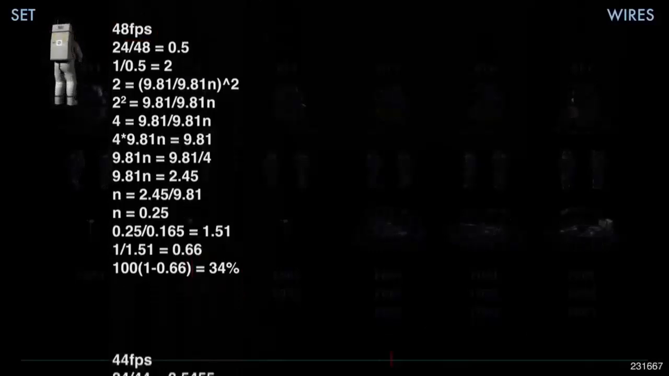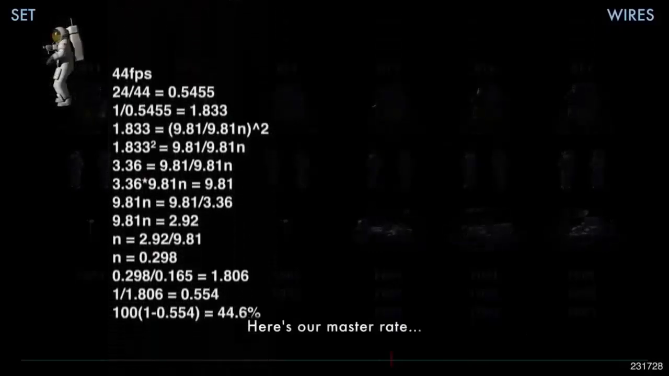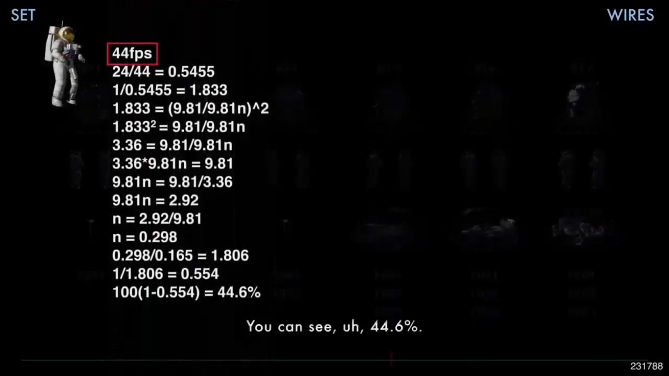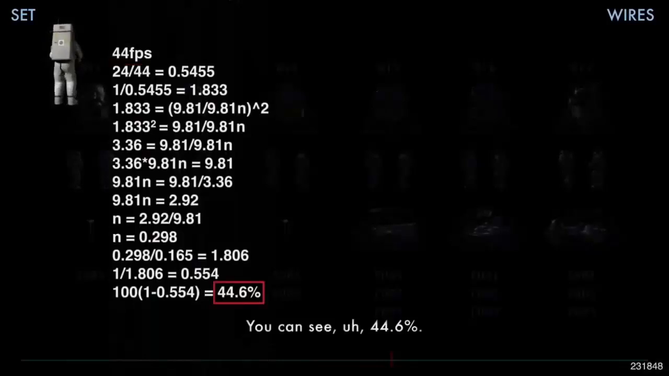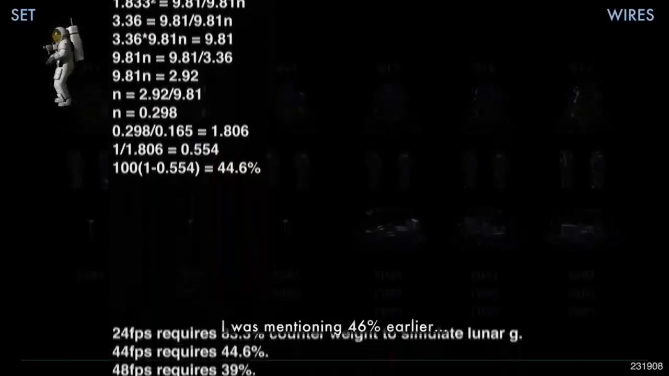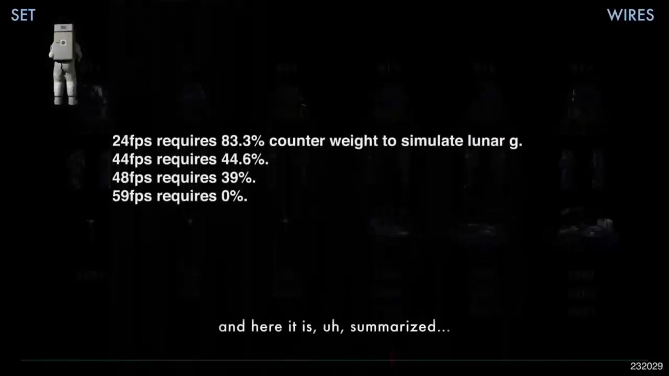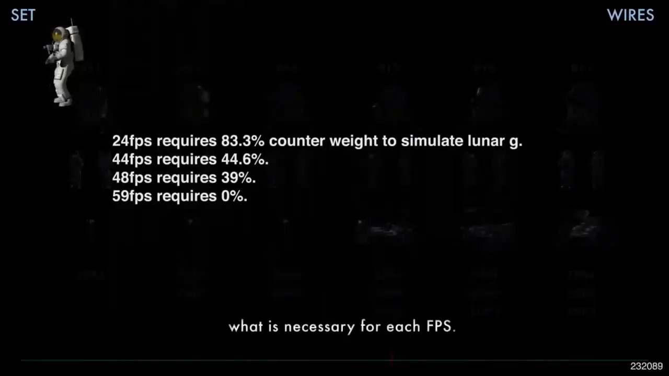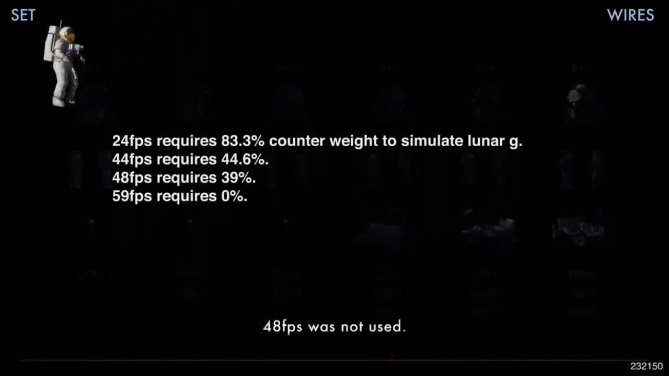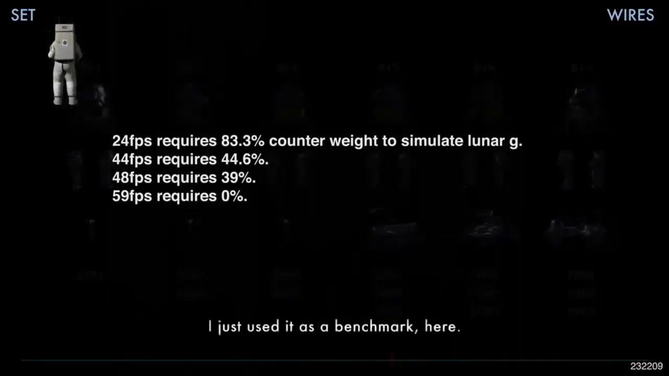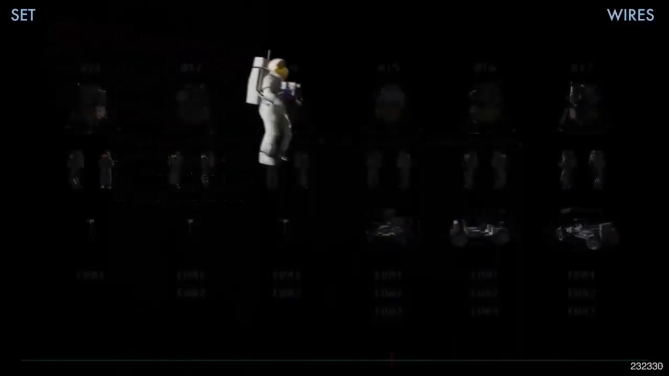Here's our master rate at 44 frames per second. You can see 44.6%. I was mentioning 46% earlier, 44.6 counterweight, and here it is summarized. What is necessary for each frame per second, 48 frames per second was not used. I just used it as a benchmark here.